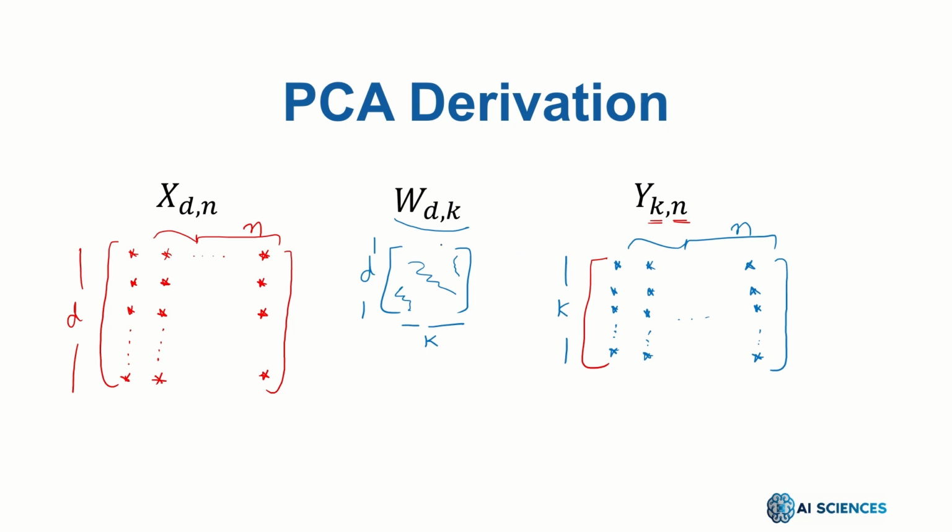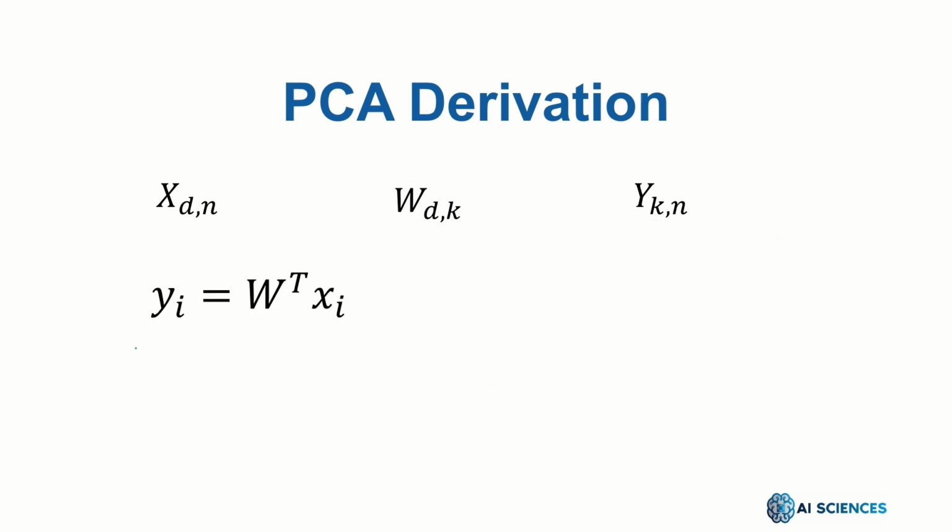What we really want is, think about this first data point. This first data point maps to this data point. The original data point has D features, and then it is mapped to a data point with k features, and this W is a matrix that actually does that mapping. Similarly, the second data point maps to the second data point in Y, and so on.